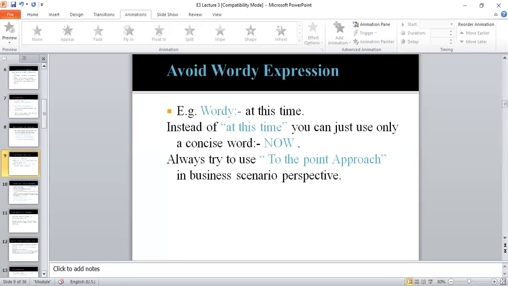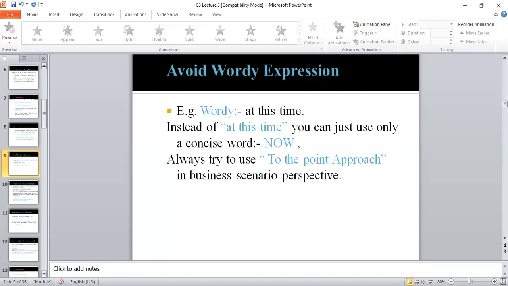Such words are to be used in business communication. There is no need to be scholarly or use literary words which are difficult to pronounce, where people might have to open up dictionaries for them. So you don't really have to do it. Instead of at this time, you can use only the concise word, which is now.